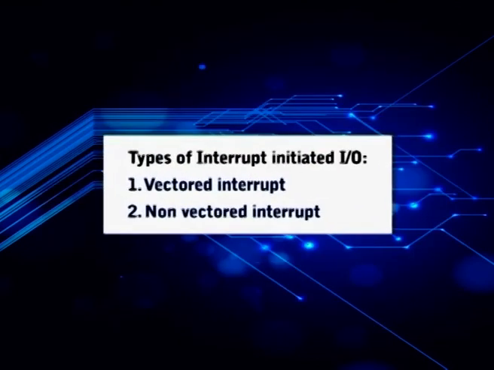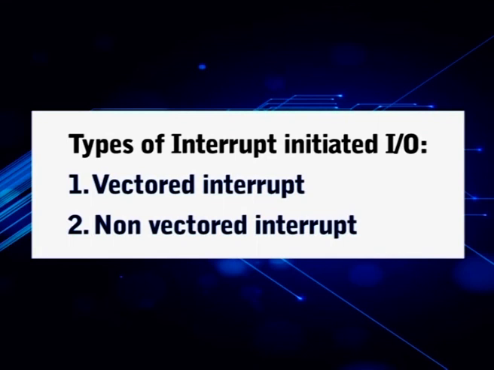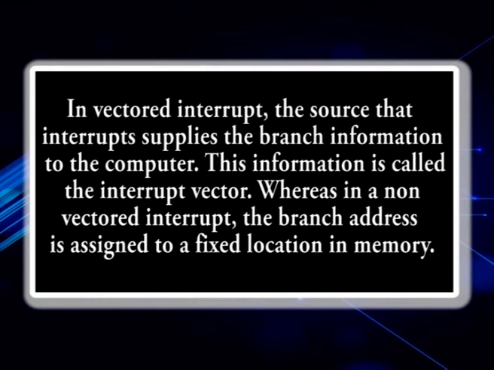We have two types of interrupt initiated input output. The first one is vectored interrupt and the second one is non-vectored interrupt. In vectored interrupt, the source that interrupts supplies the branch information to the computer. This information is called the interrupt vector, whereas in a non-vectored interrupt, the branch address is assigned to a fixed location in the memory. So, with this, interrupt initiated input output is over, and this is also the end of the lecture.